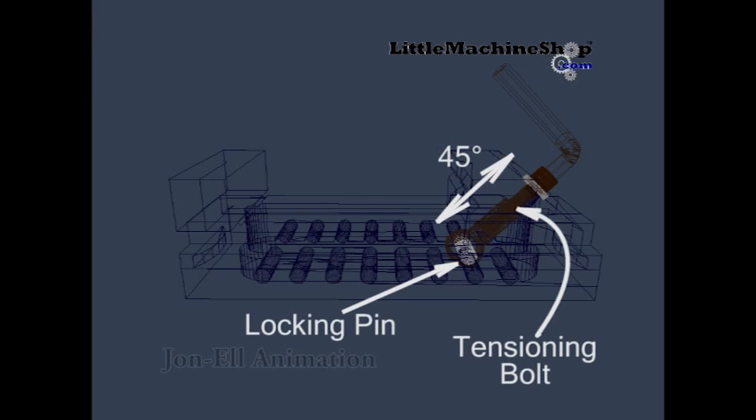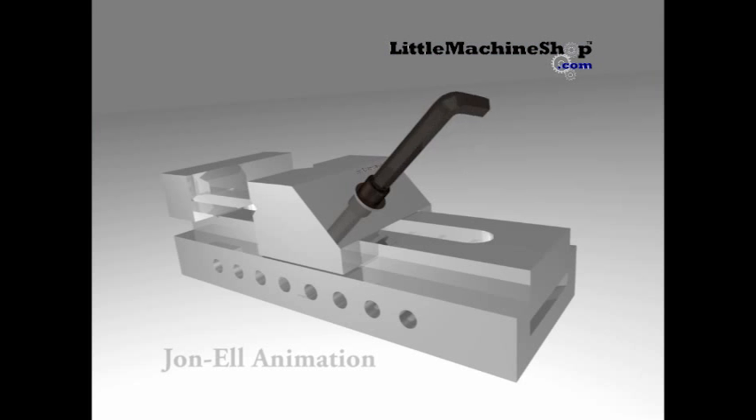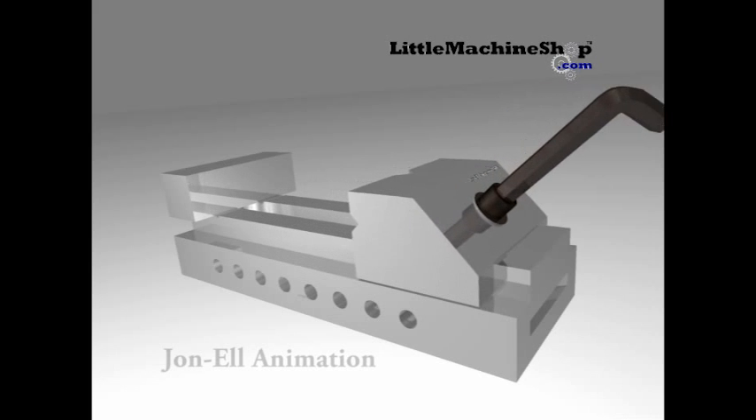It uses a pin and tensioning bolt at 45 degrees that closes the vise and keeps the jaw at 90 degrees and parallel with the stationary jaw. By rotating the tensioning bolt in a counterclockwise direction, the movable jaw is released and can be quickly repositioned.